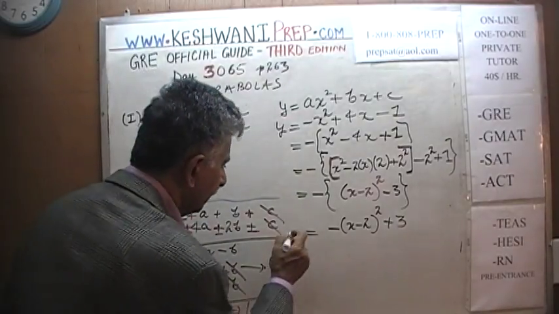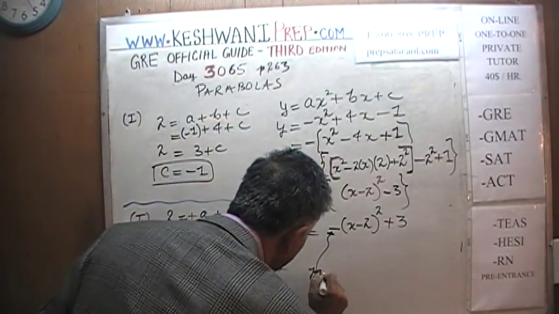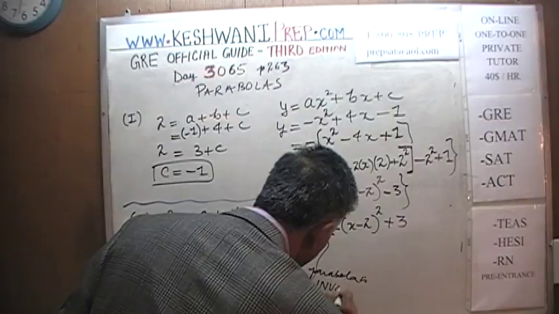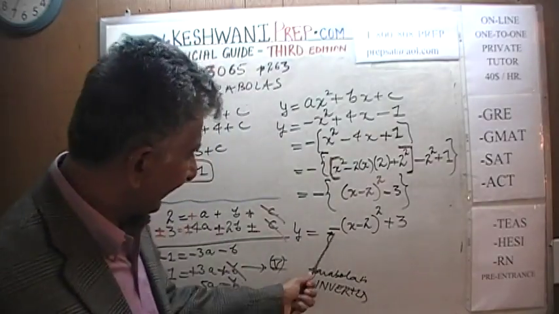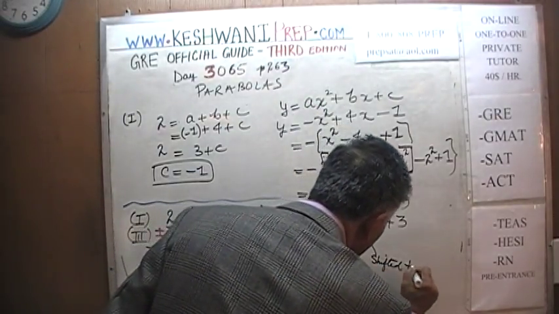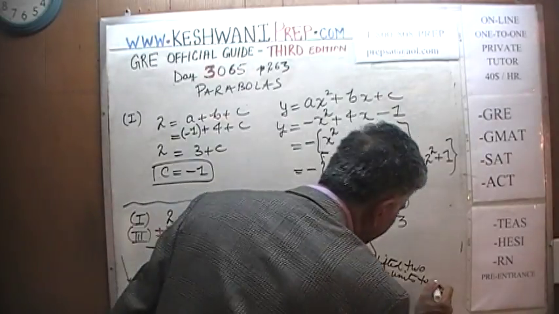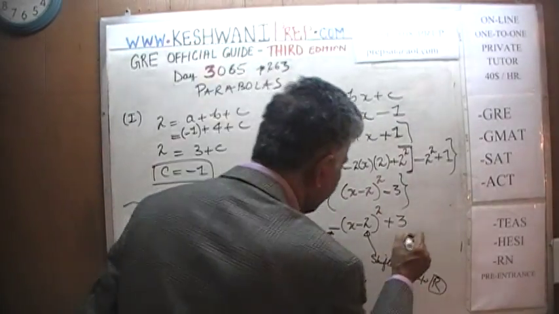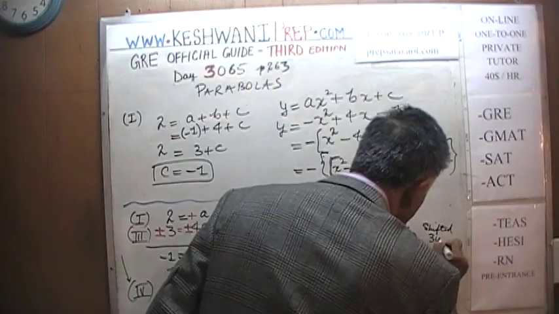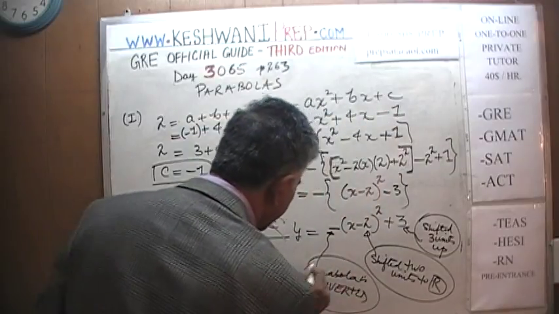What does this tell us? It tells us, first of all, this negative tells us that the parabola that we're dealing with is inverted. It's upside down. This negative 2 tells us that it is shifted 2 units to the right or to the left? Negative 2 tells us it's shifted to the right. And this positive 3 tells us that it shifted 3 units up. Well, 3 units up, 2 units to the right, upside down.